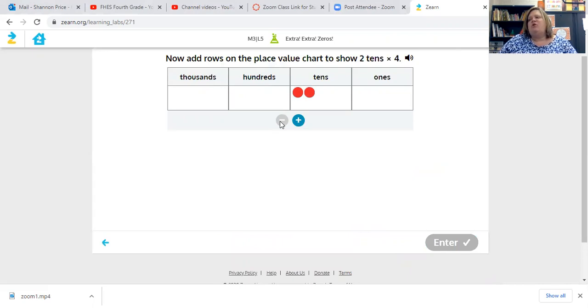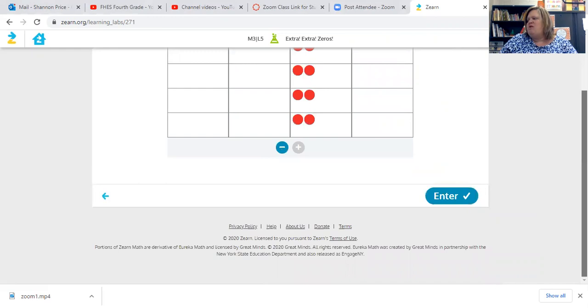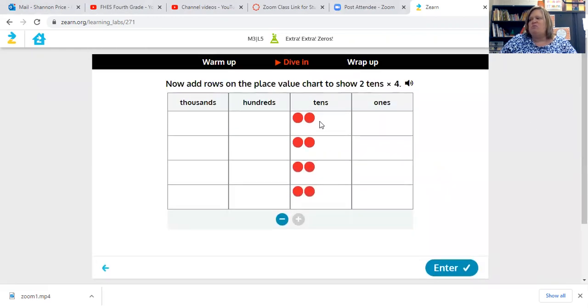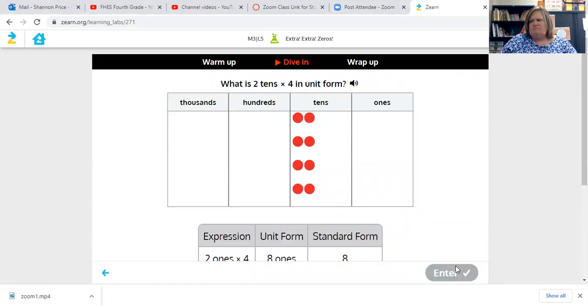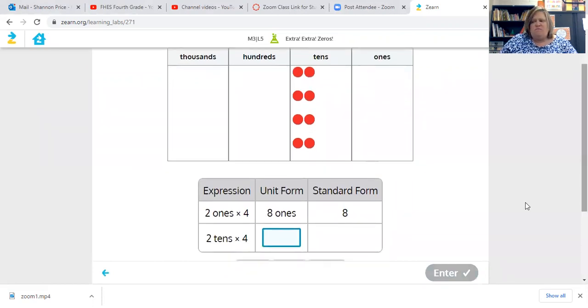Now we're going to add rows on our place value charts to show 2 tens times 4. So 2 groups of 4, but in our tens place. So we're doing it by place value. So 2, 3, 4. Let me move it back up so you can see it. 2 groups, 2 tens, 4 times. So what is 2 tens times 4 in unit form?